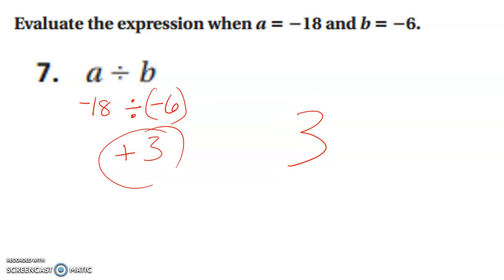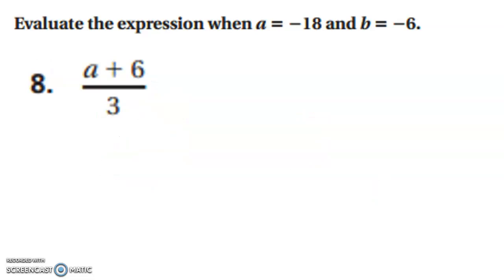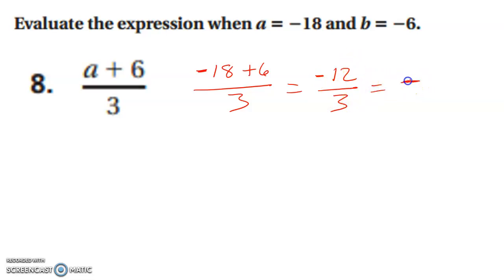All right, let's try the next one. A plus 6 divided by 3. So we plug in the A, -18 plus 6 divided by 3. So you've got to do everything on top or bottom first if there's anything to do. It's kind of like parentheses. So -18 plus 6, that's going to give us -12 over 3. And then -12 divided by 3, since there's one negative, I know my answer is going to be a negative. And it's going to be 4.